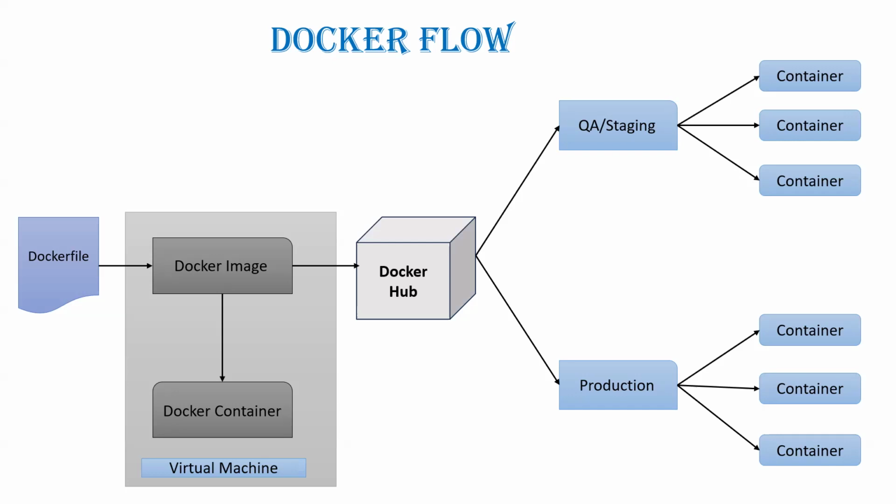Okay, now as we discussed, first let's build a Spring Boot application. The Spring Boot is a small project, and then create a Dockerfile. With the help of the Dockerfile, first we have to create an image. With that image, we have to deploy in a container.